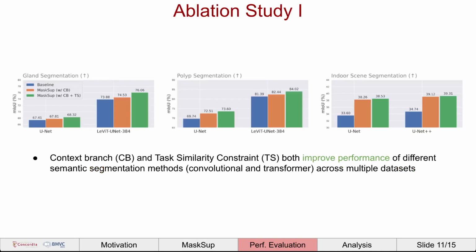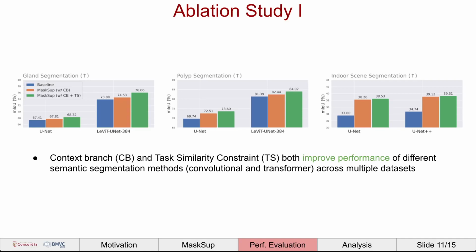We also perform ablation experiments to quantify the effectiveness of context branch and task similarity constraint. We find that the context branch leads to better modeling of local semantics and is tasked to output pixel-wise predictions for masked regions in the input, thereby leveraging information from neighboring pixels. We can see that the context branch improves performance of different segmentation methods across the 3 datasets. This shows that MaskSub is generic and can be easily integrated into any existing segmentation method.